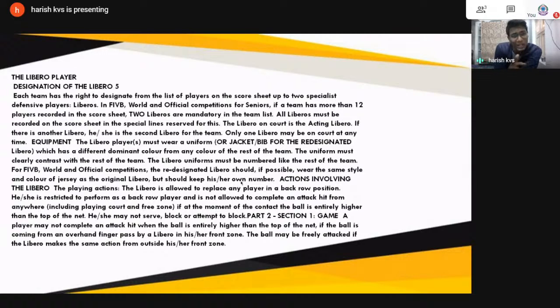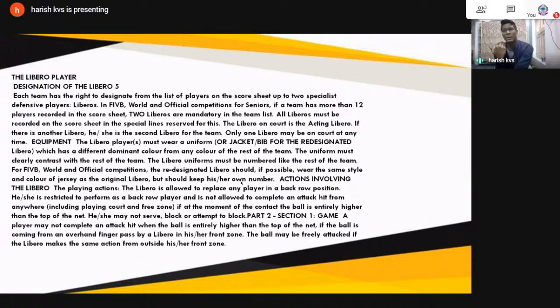So what are the actions that can be done by a libero? The libero is allowed to replace any player in a back row position. He is there to perform as a back row player, and he is not allowed to complete an attack hit from the front row. He can set up the ball and volley the ball, but he cannot smash the ball from the front row position. What a libero cannot do is attack the ball: he cannot complete an attack hit when the ball is entirely higher than the top of the net. If the ball comes from an overhand finger pass by a libero, the ball may be freely attacked in the same action outside of the front zone.